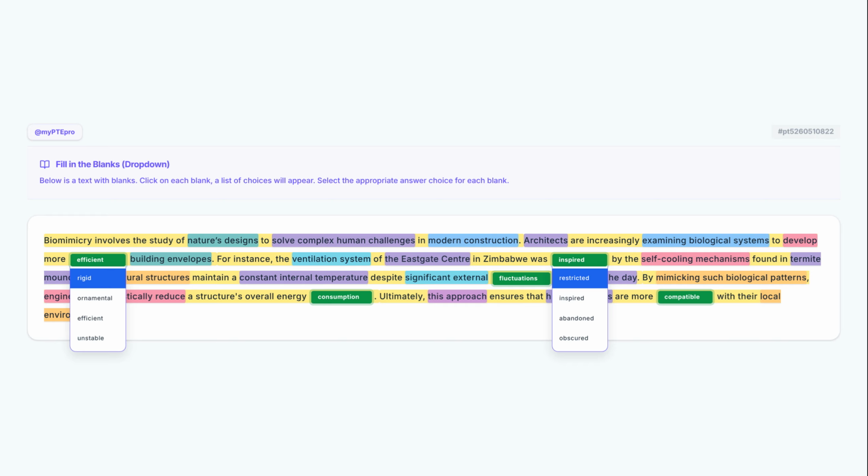To excel in reading fill in the blanks drop-down questions, always look for context clues and common collocations like energy consumption. Pay close attention to how the sentence before or after the blank provides a logical lead-in, such as the relationship between nature and human design. Finally, remember that your choice must not only be grammatically correct, but also fit the professional and scientific tone of the passage.